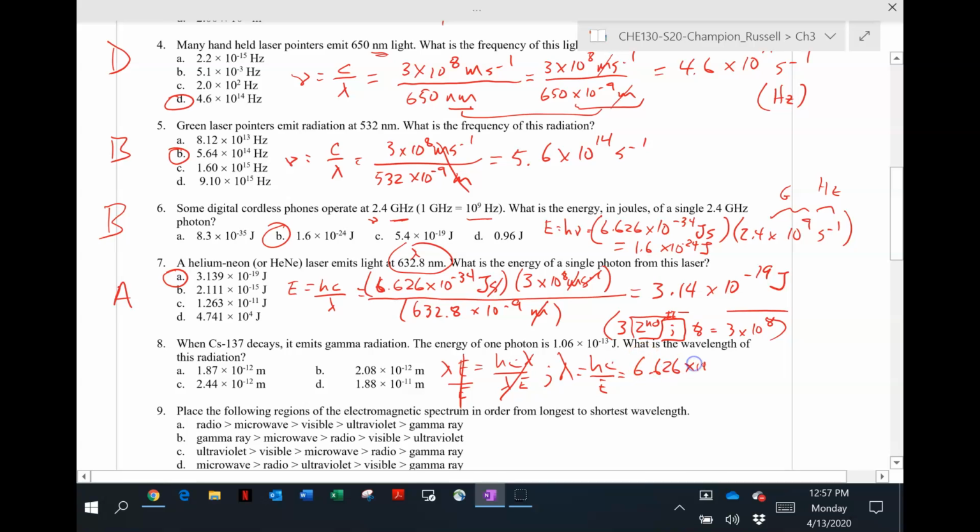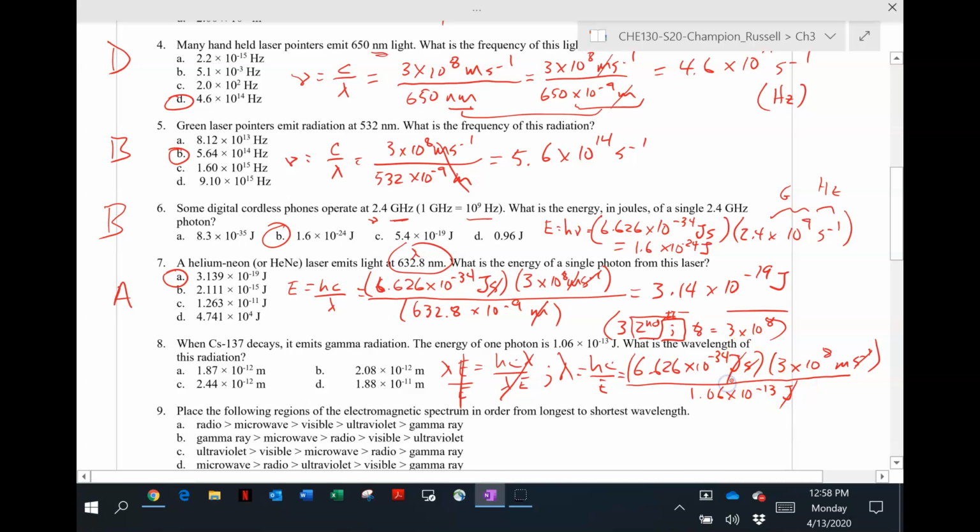6.626 times 10 to the negative 34th is Planck's constant, joules times seconds, not joules, the seconds to the minus 1. That's h. c is 3 times 10 to the 8th meters, seconds to the minus 1, and seconds cancels out at that point. And then we're dividing by E, which is 1.06 times 10 to the negative 13th joules.